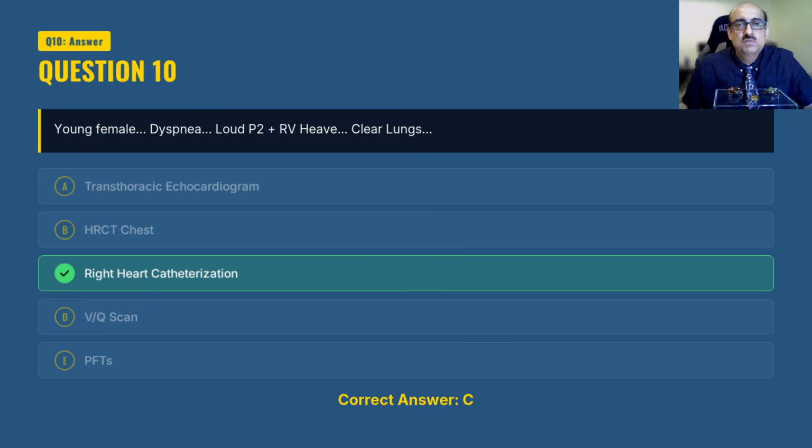So what's the answer for this question 10? A young female with history of progressive dyspnea, loud P2 and right ventricular heave on examination, and has clear lungs on auscultation as well as chest X-ray. So the answer is right heart catheterization. We will come to the discussion shortly.